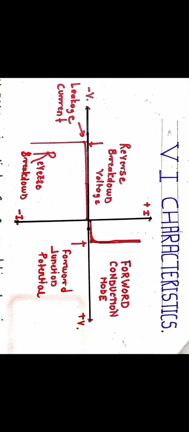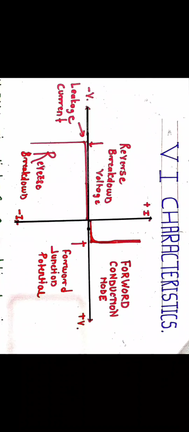Let us see the VI characteristics of the power diode. The power diode has VI characteristics almost similar to those of the signal diode, that is, the regular diode. The VI characteristic of a power diode is similar to the PN junction diode.